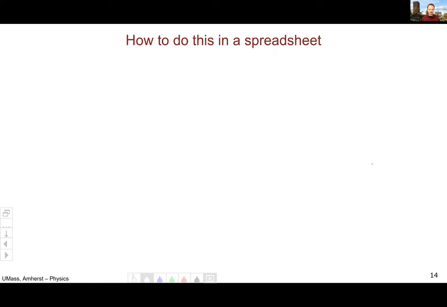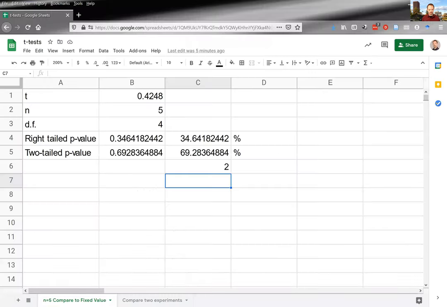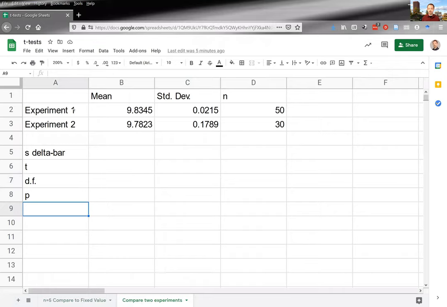So how would we do this in a spreadsheet? Once again, I have a spreadsheet set up where I've done two independent experiments. In the first experiment, I got an average value of G of 9.8345 and a standard deviation of 0.0215. And there were 50 measurements in that experiment. For experiment two, I got a slightly lower value of G, a bigger standard deviation, but there were fewer measurements. One thing that's very important for the Welch's t-test is these two experiments need to be independent of each other. One can't depend on the other. That is quite important.